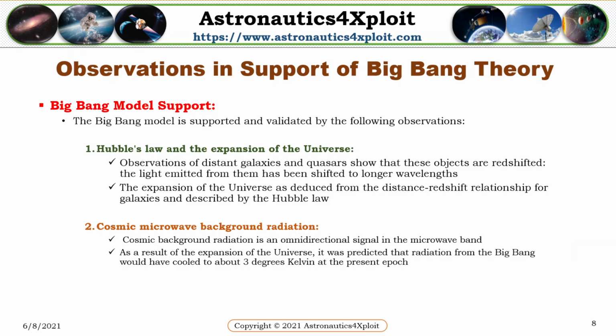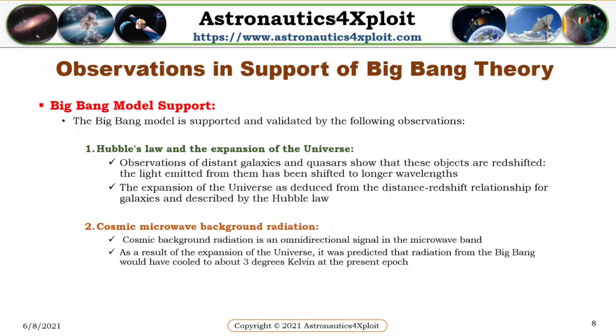Observations in support of Big Bang theory. The Big Bang model is supported and validated by the following observations: Hubble's law and the expansion of the universe. Observations of distant galaxies and quasars show that these objects are redshifted. This implies the light emitted from them has been shifted to longer wavelengths. The expansion of the universe has been deduced from the distance-redshift relationship for galaxies and is described by the Hubble law.